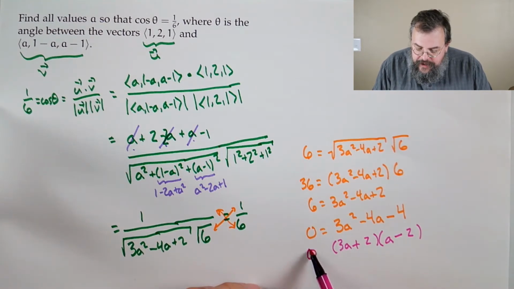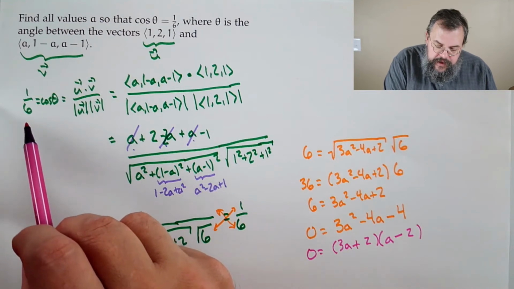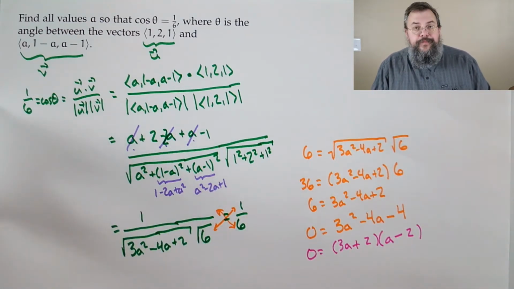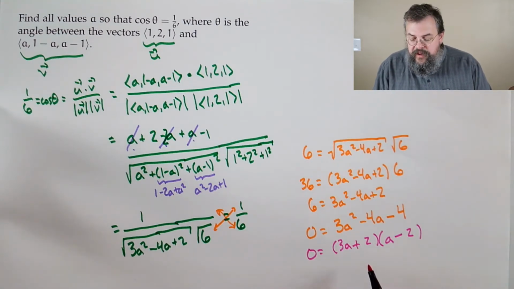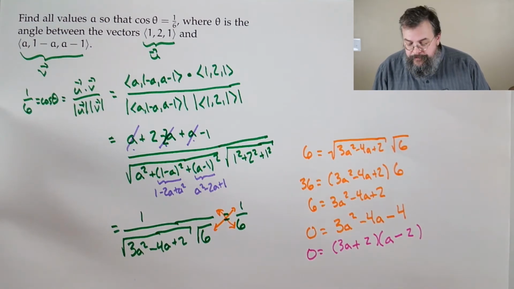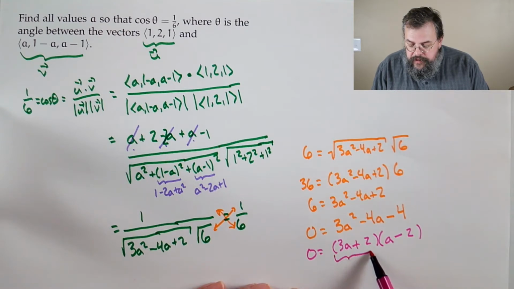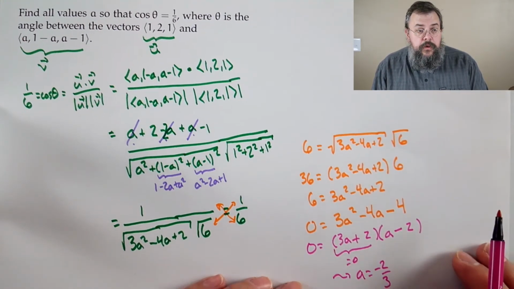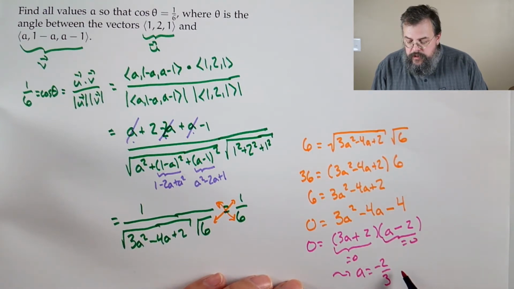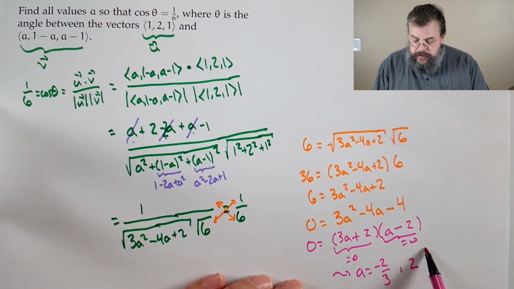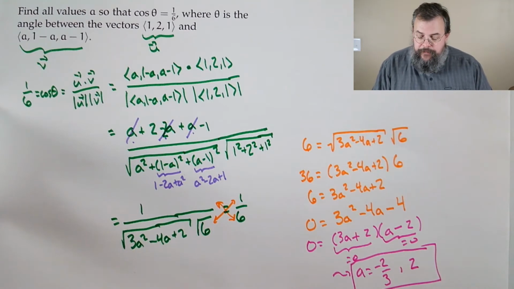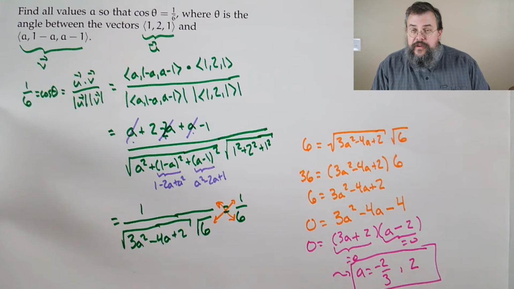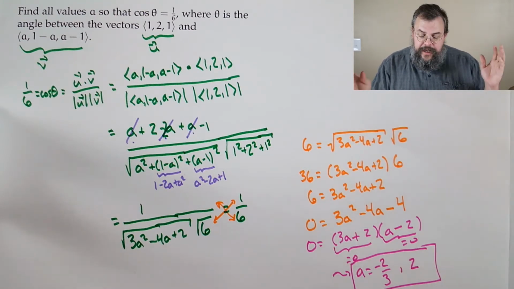So now, after all this work, we said, look, if we're looking for 1 6th as the cosine of the angle, and we got down and said, look, a has to satisfy this. So 3a plus 2 times a minus 2 has to be 0. The only way that can happen is if either 3a plus 2 equals 0, which says a would be negative 2 thirds, because I can subtract 2 and divide by 3, or a minus 2 would have to equal 0, which would say that a has to be positive 2. And so these are the two values for a. For a equals negative 2 thirds or a equals positive 2, we're going to get a nice angle between these two vectors. And that's it. That's kind of nice. Okay, cool. It worked out in the end to be not too bad.